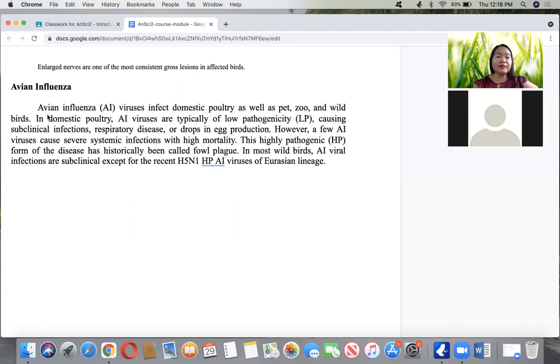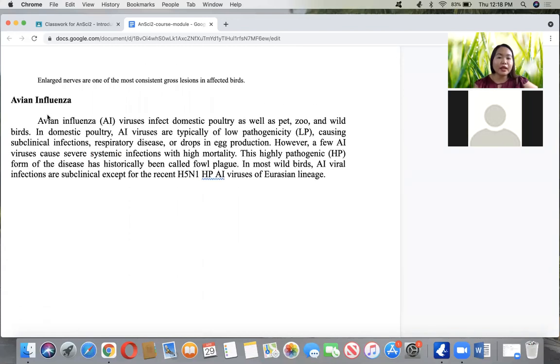And we also have the avian influenza. It's also caused by a virus, and also in pet, zoo, and wild birds. So they are typically of low pathogenicity compared to the rest, but causing subclinical infections, respiratory disease, or drops in egg production. And this can also cause severe systemic infection with high mortality.